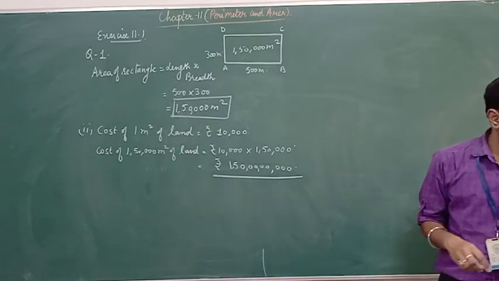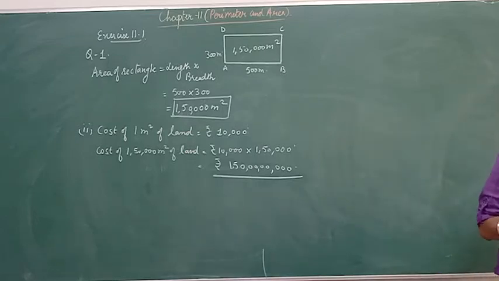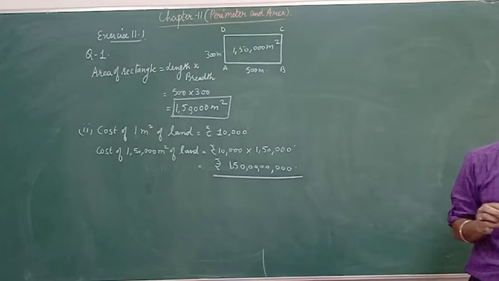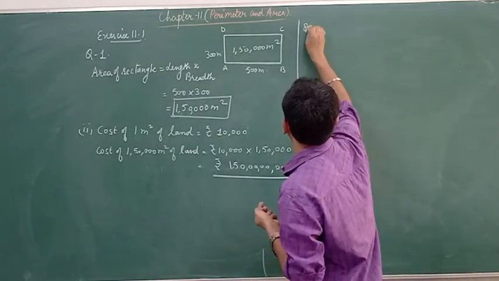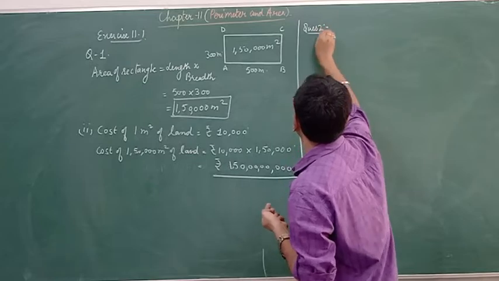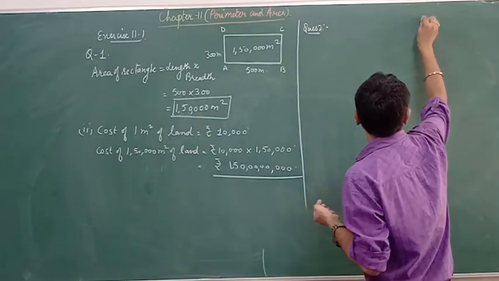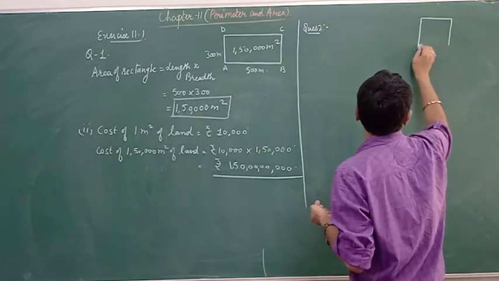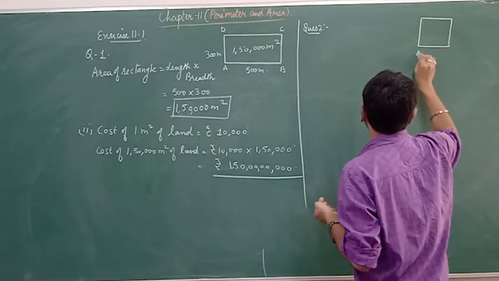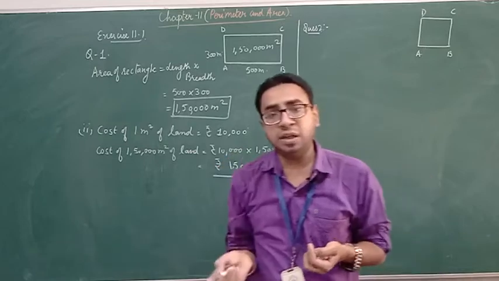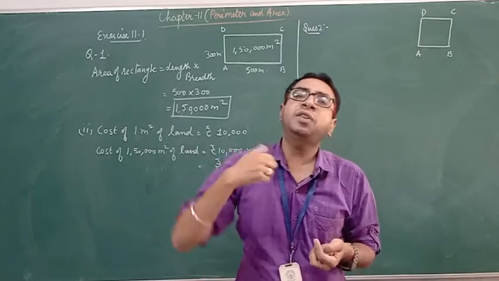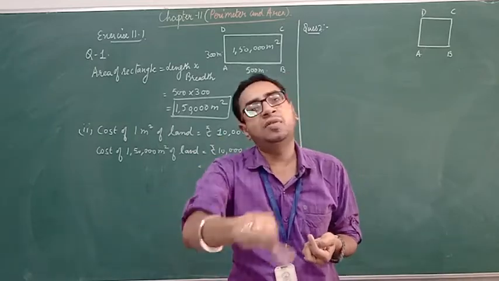Anyone with a doubt? Question number 2. Find the area of a square park whose perimeter is 320. Perimeter of square park is given, 320. So for the area of a square, what do we need? Side means edge, but edge is not given. But perimeter is given. So we make use of perimeter to find the edge, and then after finding edge, we'll find the area.